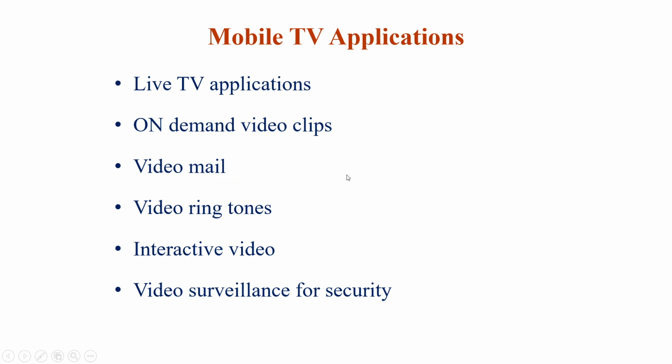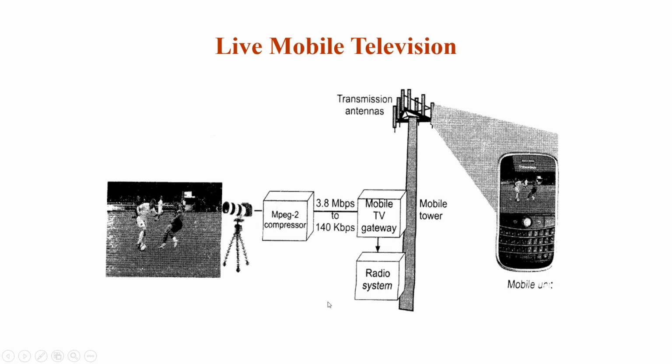Mobile TV applications include live TV, on-demand video clips, video mails, video ringtones, interactive videos, and video surveillance for security. This is live mobile television, the application where you can see live things. The camera takes live content and gives it to the MPEG-2 compressor, then it is given to the mobile TV gateway and to the radio system, and then to the transmission antenna.